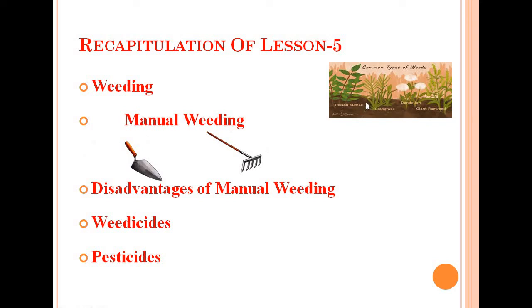Here in this picture you can see the common types of weeds. These weeds are undesirable plants grown in the crop. We also saw some disadvantages of manual weeding, as it requires more time, more cost and more human labor. So we move to another method of weeding, weedicides. A weedicide is a chemical used to destroy weeds, and pesticides are chemicals used to destroy pests like rats, insects, etc.